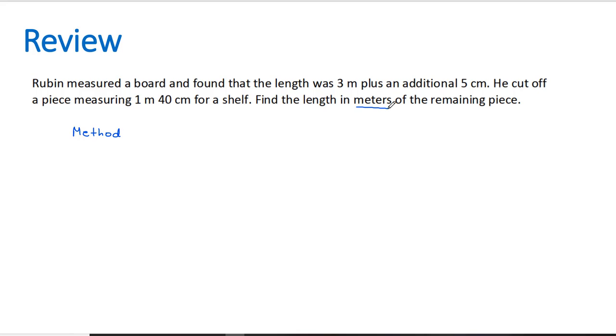So method 1, which would be 3 meters, and then the 5 centimeters to go to meters would be 1, 2, 3 decimal places. So this would be 3.005. Pardon me, that's actually incorrect here. So I'm just going to erase. I'm going from centimeters, not millimeters, only 2 decimal places.